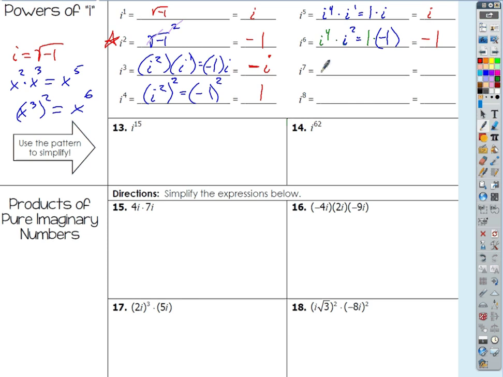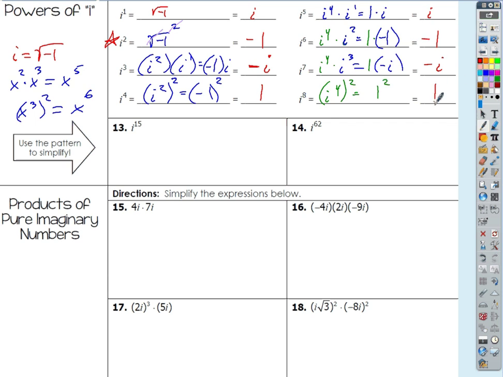Same thing's gonna happen here. I to the 7th is gonna be I to the 4th times I cubed, which is 1 times -I, so that's -I. And then finally, we get down to I to the 8th. Well, probably the easiest way to do that would be I to the 4th times I to the 4th. Or I could just say I to the 4th squared, right? And that's just gonna give me 1 squared, which is 1.